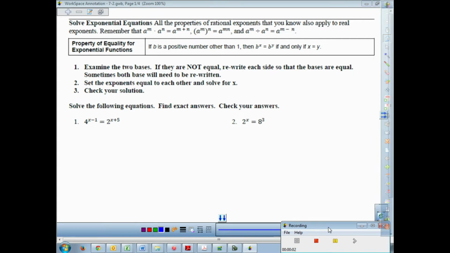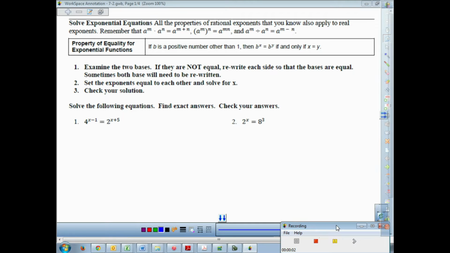This is 7-2A in Advanced Algebra 2. Today we're solving for x, but x is up in the exponent. And we're really trying to prep you for logarithms, right? That's what logarithms were invented for, is how do you solve for x when x is up in the exponent?